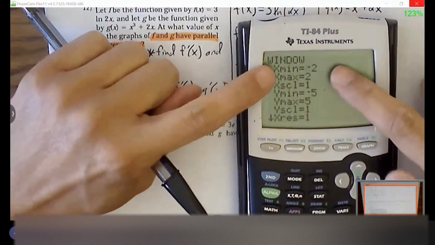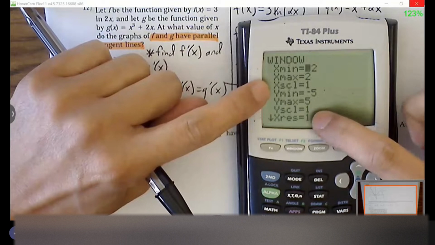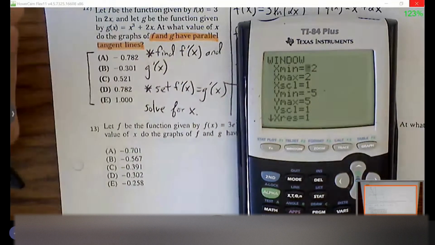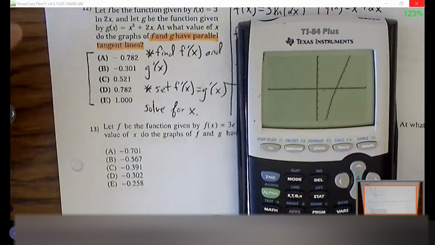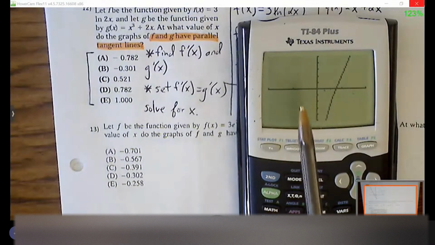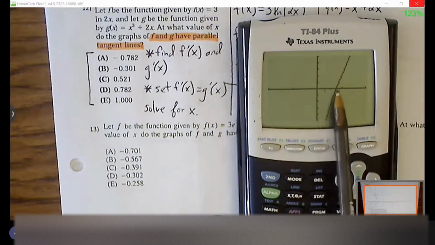Now, if you play with your values here, only play with x min, x max, and your y min, y max. Don't touch the x scale. Those will just always be 1. Okay, I'll hit graph. And it looks like I'm getting a pretty good read. Should be pretty easy to trace to find that x-intercept.